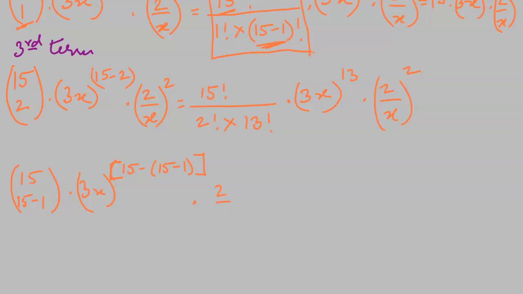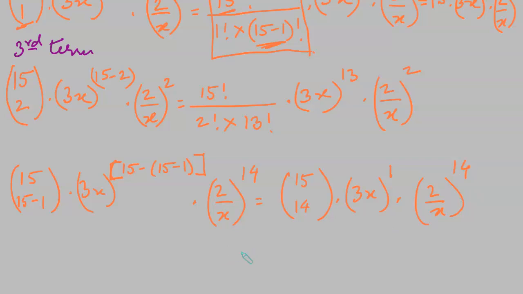And then it is 2 over x to the power of r, which is 15 minus 1. Now I can write this as 14. Straight away I am writing 14. Okay. So this is equal to 15C14 and 3x to the power of 15 minus 1, which is 14. 15 minus 14 is 1. Okay. And 2 over x to the power of 14.